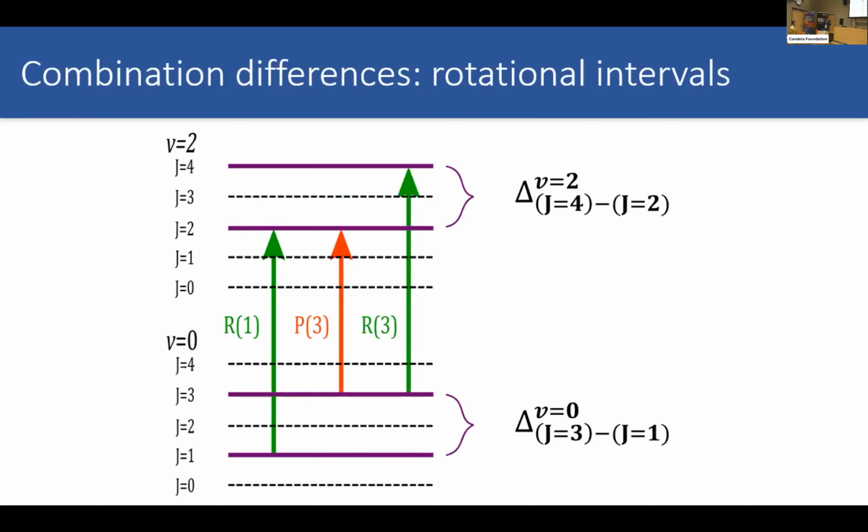Thanks to the fact that we have another possibility to use a laser in a different range, we can access P3 and then do this kind of overlap and maybe extract some rotational intervals. So in this case, we're going to use three types of transitions, the R1, P3, and R3, so that we could extract the rotational splitting in the ground state between J1 and J3, the rotational quantum numbers, and then 2 to 4 in the excited state.